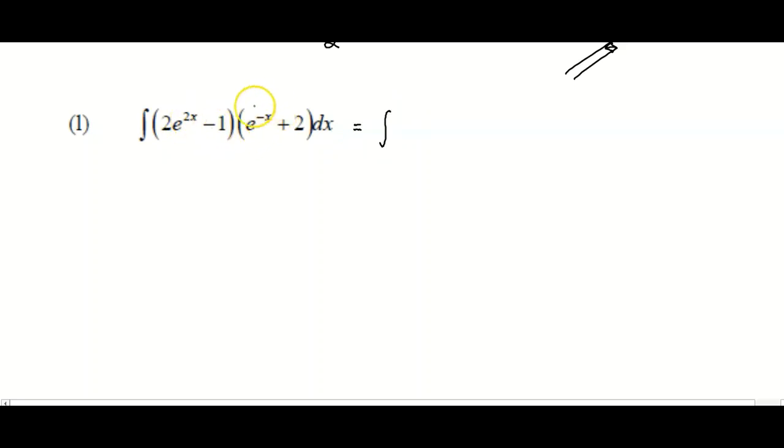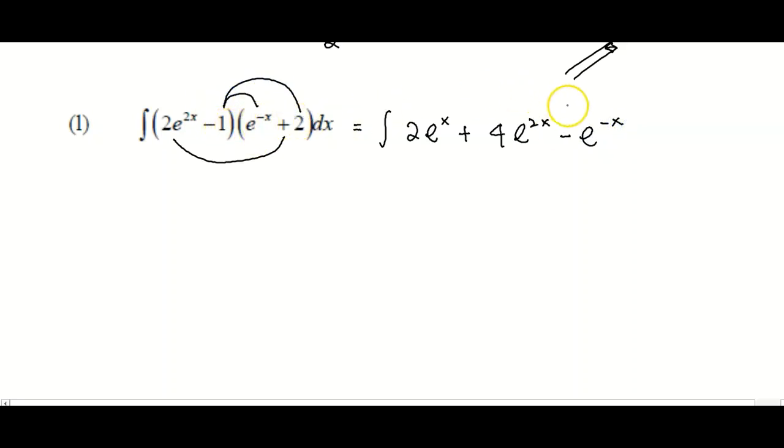2e power of 2x multiplied by e power of negative x. We have a 2e power of x. Because the power, when we multiply, the power can be added up. You have 2x plus negative x, you got x. And this first term multiplied by the 2, you have 4e power of 2x. Next, you're going to multiply negative 1 by this e power of negative x. You have a negative e power of negative x. And lastly, negative 1 multiplied by 2, you have negative 2.